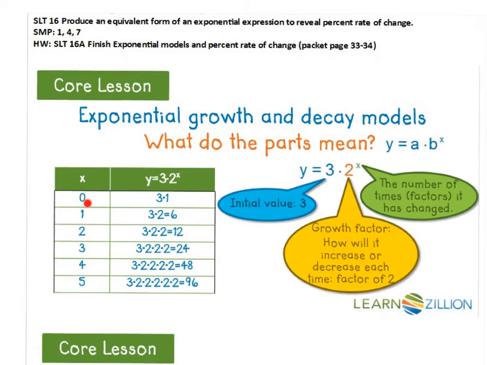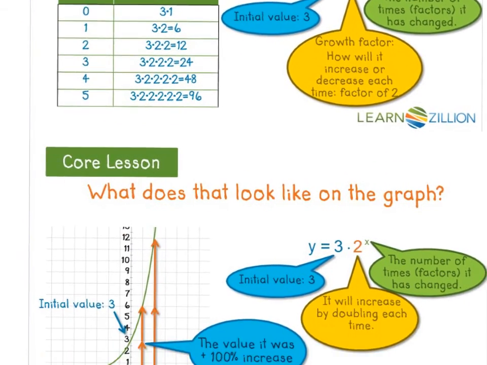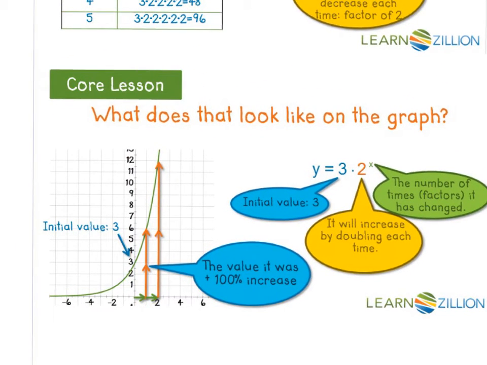So when x is 0, we plug in 0. When x is 1, we plug in 1. When x is 2, you have 2 2's, because that's 2 squared. When x is 3, that's 2 to the third. And so on, down to 2 to the fifth. On a graph, we can see we have the horizontal asymptote at y equals 0. We have the y-intercept here at 3, and it's in that nice curved shape, increasing rapidly.